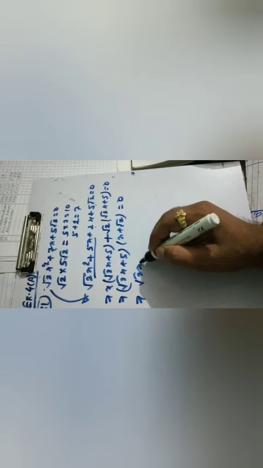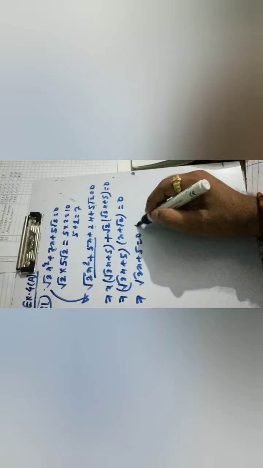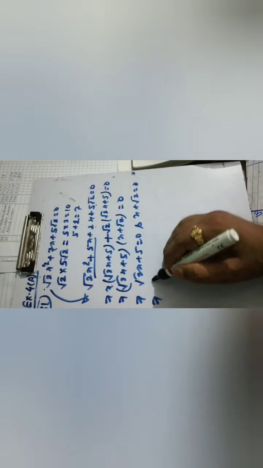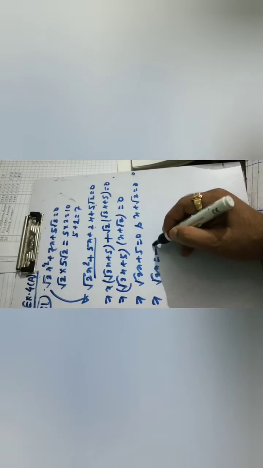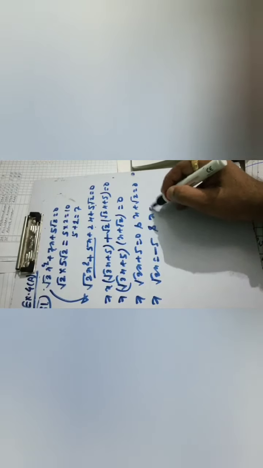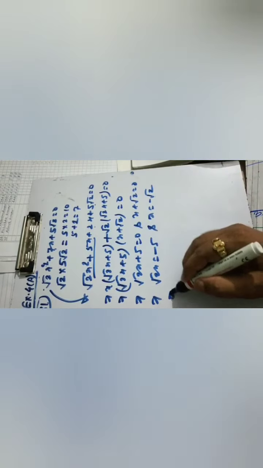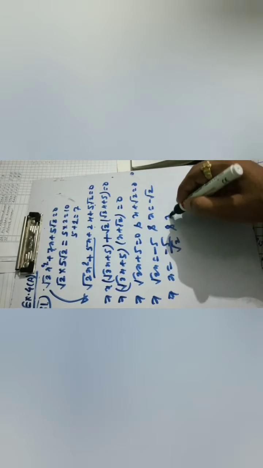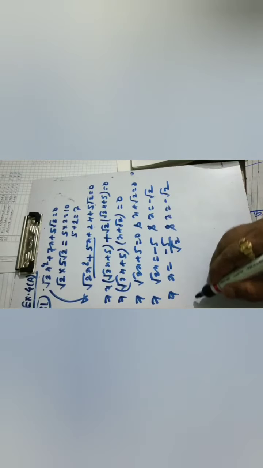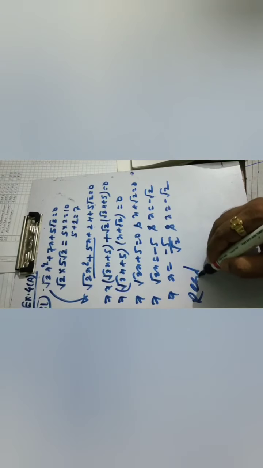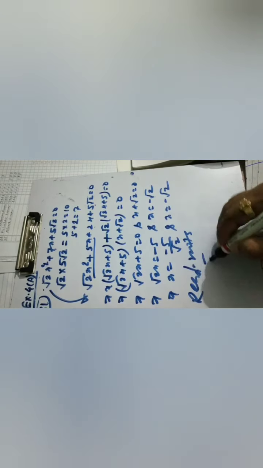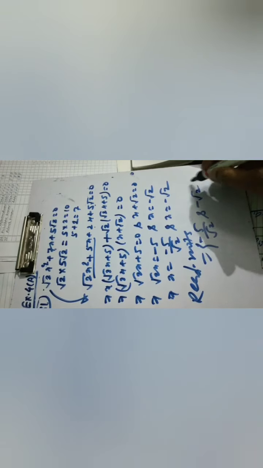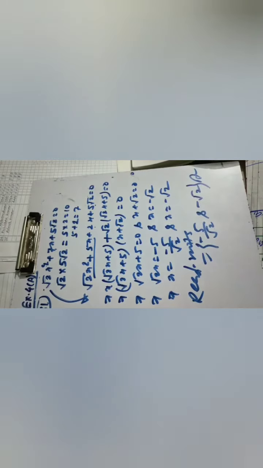This implies that root 2x plus 5 is equal to 0 and x plus root 2 is equal to 0. This implies that root 2x is equal to minus 5 and x is equal to minus root 2. This implies that x is equal to minus 5 upon root 2 and x is equal to minus root 2. The required roots will be minus 5 upon root 2 and minus root 2. This is your final answer.